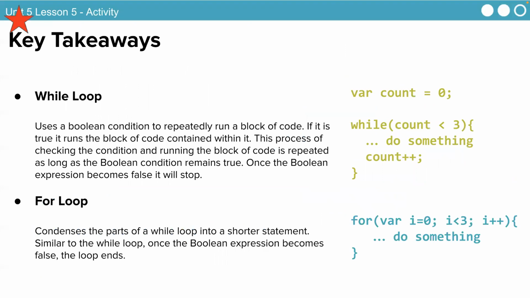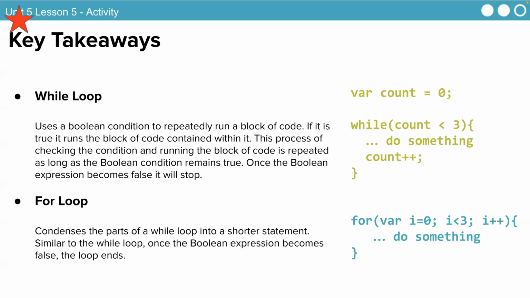Okay, so your 2 pieces of code that you need to know for this lesson is the while loop and the for loop. The while loop uses a Boolean condition to repeatedly run a block of code. If it's true, you run the code, right? Then you check the condition, run the code if it's true. And once it's false, it stops. You exit the loop.